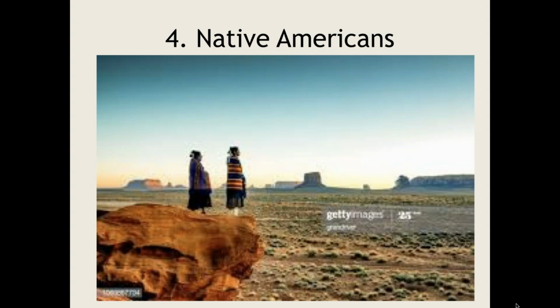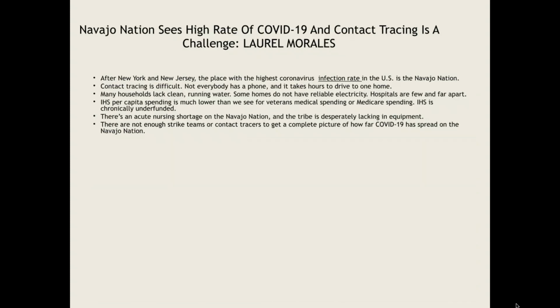Native Americans are especially impacted. After New York and New Jersey, the place with the highest coronavirus infection rate is the Navajo Nation. It's hard for them to do contact tracing because they live so far apart. Many don't have phones. Many lack clean running water and electricity. And the Indian Health Service per capita spending is much lower than for other programs like veterans and Medicare. There's an acute nursing shortage and not enough strike teams to get a complete picture of how far COVID-19 is extending into the Navajo Nation.